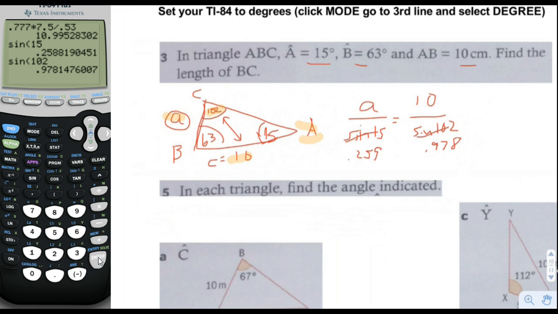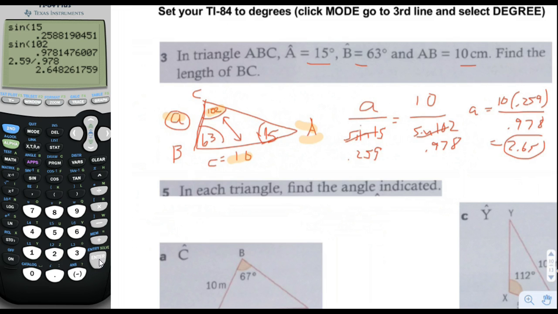So, let's see. Just did a little bit of algebra there. I multiplied both sides by 0.259, right? Now I can multiply that on my calculator. I already did the 10 times 0.259. I got 2.59. 2.65. So A is 2.65. And that looks reasonable, right? Because this side is 10, this side is 2.65. Okay. And A was BC.